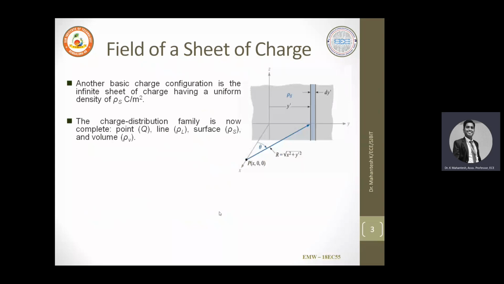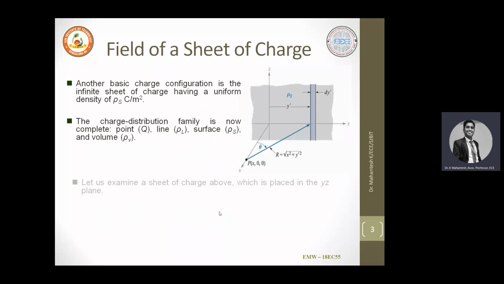As I told you, this is another basic charge configuration: an infinite sheet of charge having a uniform density of rho s coulombs per meter square. The charge distribution family is now complete: point Q, line rho L, surface rho S and volume rho V. So these are the different types of charge distribution.